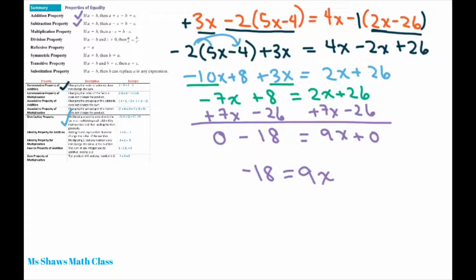Now we're going to use our division property. Divide both sides by 9. So you get x equals negative 2. So that's your solution set.